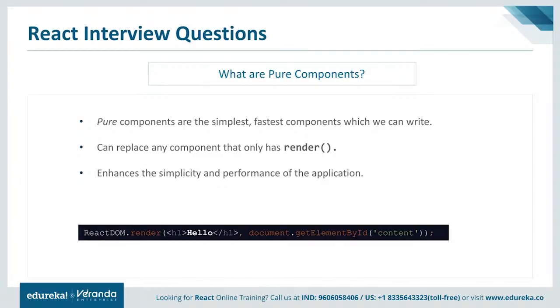These are the pure components. As you can see here, there is a code snippet: ReactDOM.render(<h1>Hello</h1>, document.getElementById('content')). So these are the two parameters which need to be passed to the render function, and this is the simplest component, or I can say the pure component, which we can write in React.js, and hence the performance is the fastest in React.js.